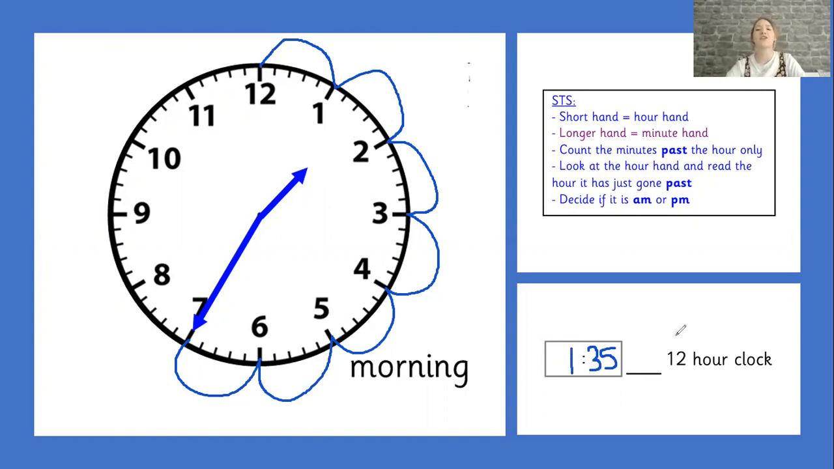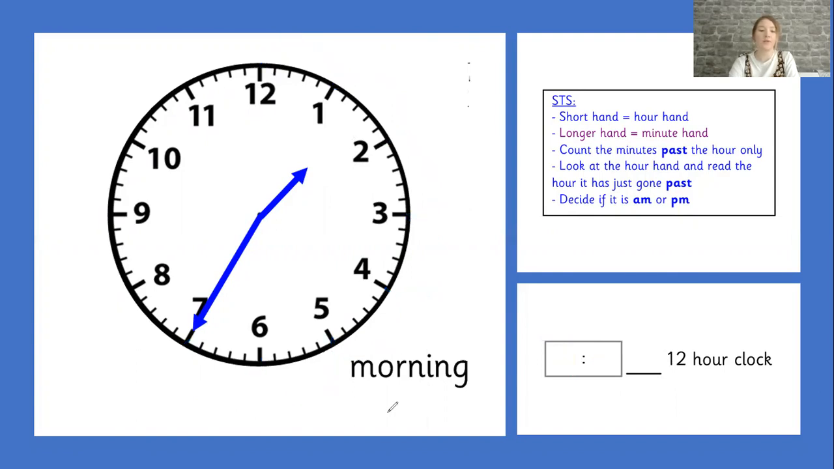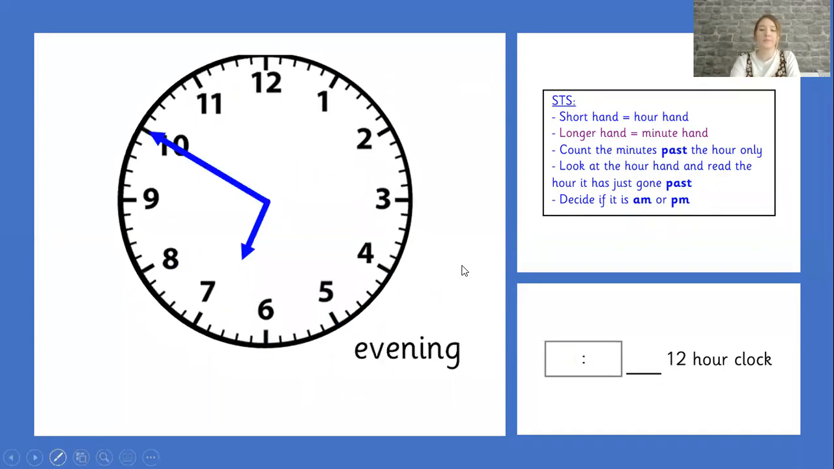And then it says on our screen that our clock is in the morning. So is it going to be AM or PM? So it's going to be AM if it's in the morning, isn't it? Okay, let's try another one. So this time it says our clock is in the evening, so keep that in your mind for later.